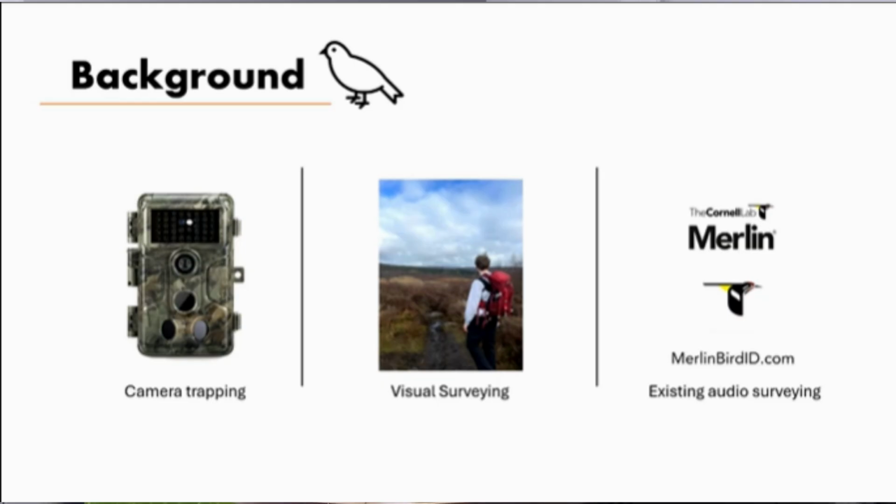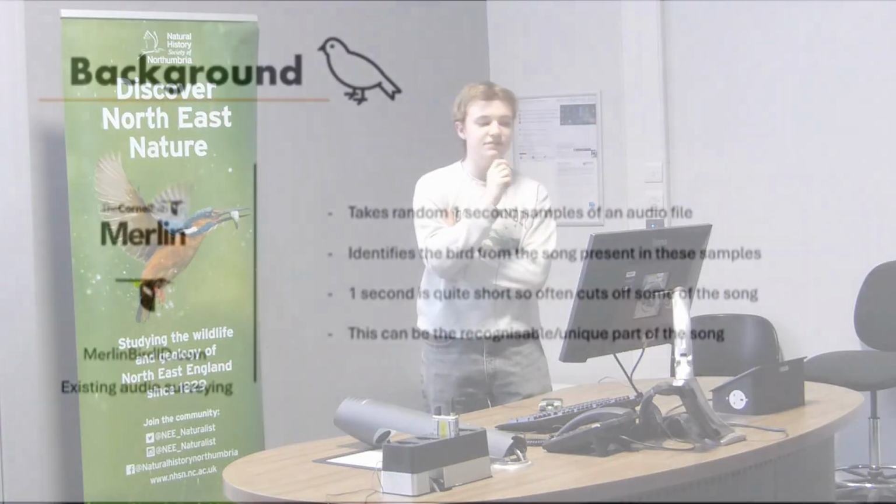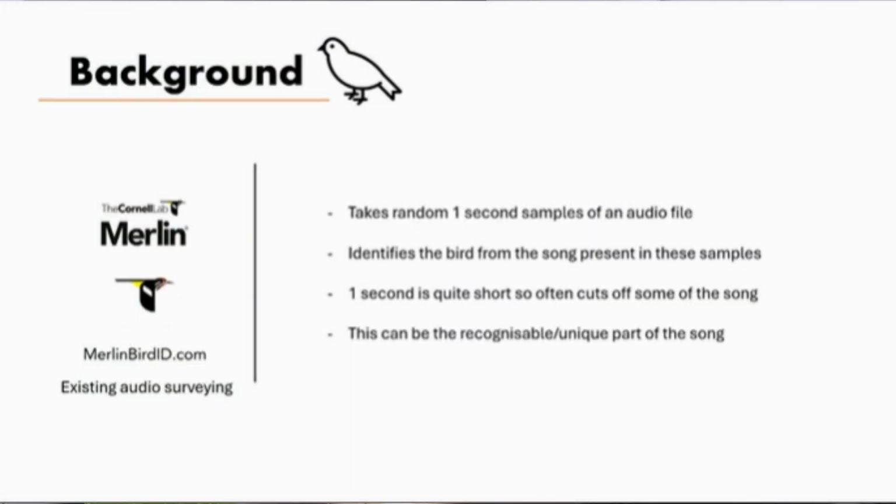And then there's existing audio surveys like Merlin, which I'm sure many of you have on your phones, but we'll talk a bit more about it. It's a flawed thing. So the way it works, it takes a 1 second segment throughout the recording, and these often cut most of the important bits of the song off, and they lead to false IDs. So there'll be a bit more on that later, but I don't like it, and I don't think any of you should use it anymore.